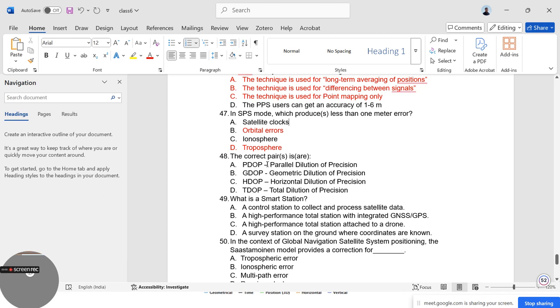Then, which of the pairs is correct? PDOP is positional dilution of precision, GDOP is geometric dilution, HDOP is horizontal dilution of precision, and T is for time, not for total.